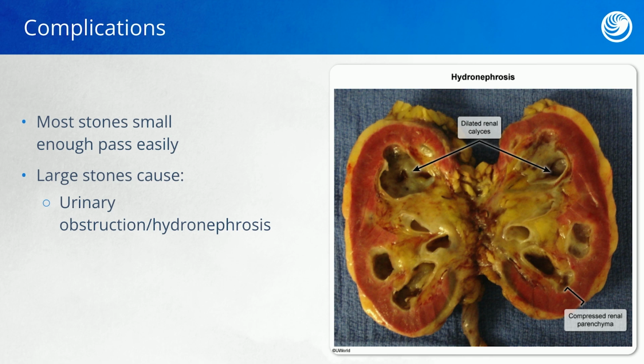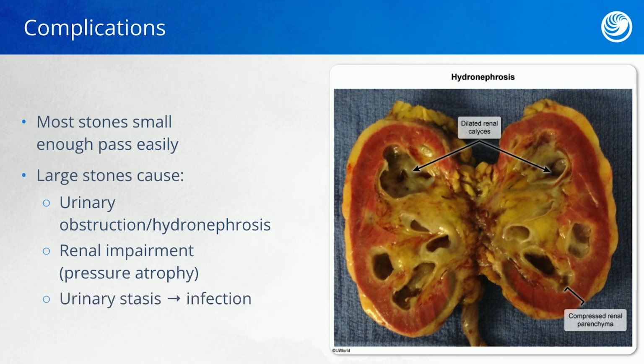When a stone obstructs the urinary tract, this leads to a backflow and buildup of urine proximal to that obstruction. As the urine backs up, this will begin to fill the renal calyces, essentially leading to hydronephrosis. That increase in pressure within the kidneys leads to compression of the renal tissue, which can affect the glomeruli as well as the nephrons, and eventually lead to renal impairment, and possibly acute kidney injury. And because urine cannot get past that obstruction, urinary stasis occurs, which increases the risk for infection.